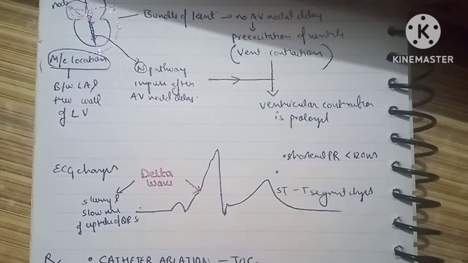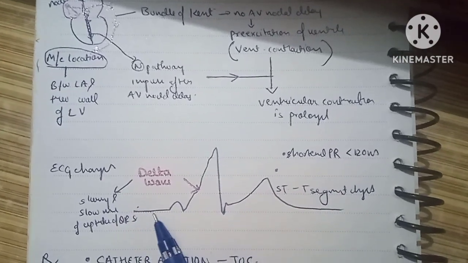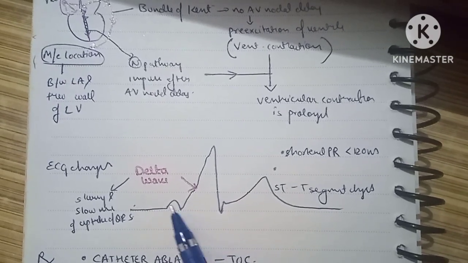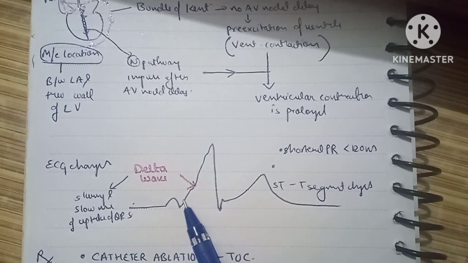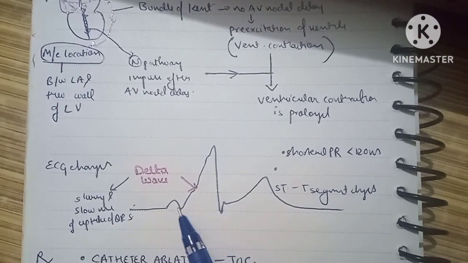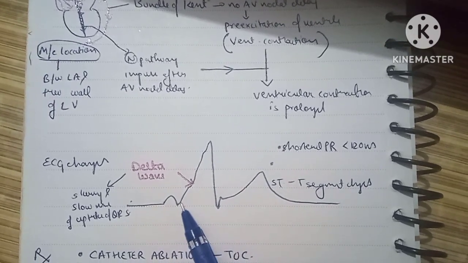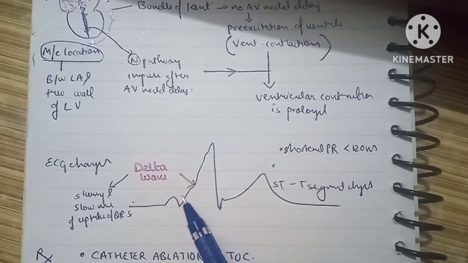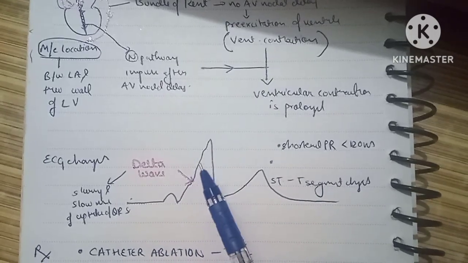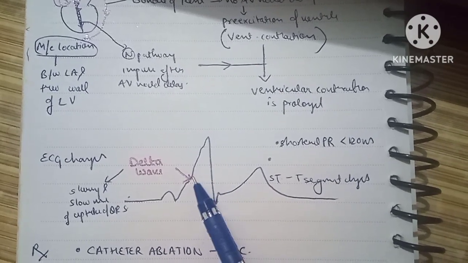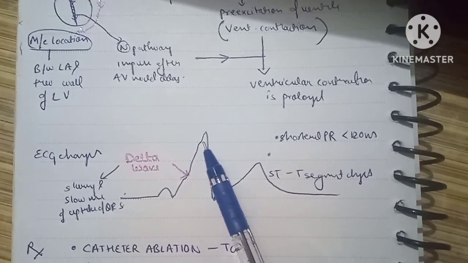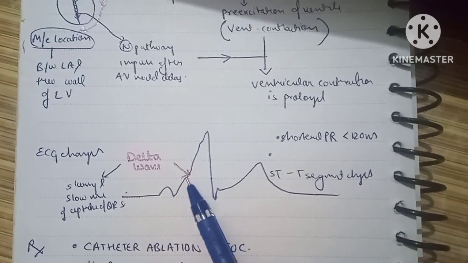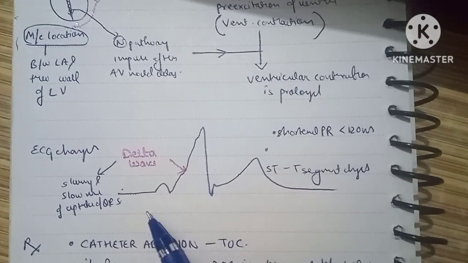Let's talk about ECG changes. So this is an ECG schematic diagram. We see this P wave, and as the P wave finishes, we have, without any PR interval, meaning no AV nodal delay, ventricular depolarization starting. This ventricular depolarization has a slurred, slow upstroke. We see this slurring and sloping, meaning there are notches in between, and these are what are known as delta waves.